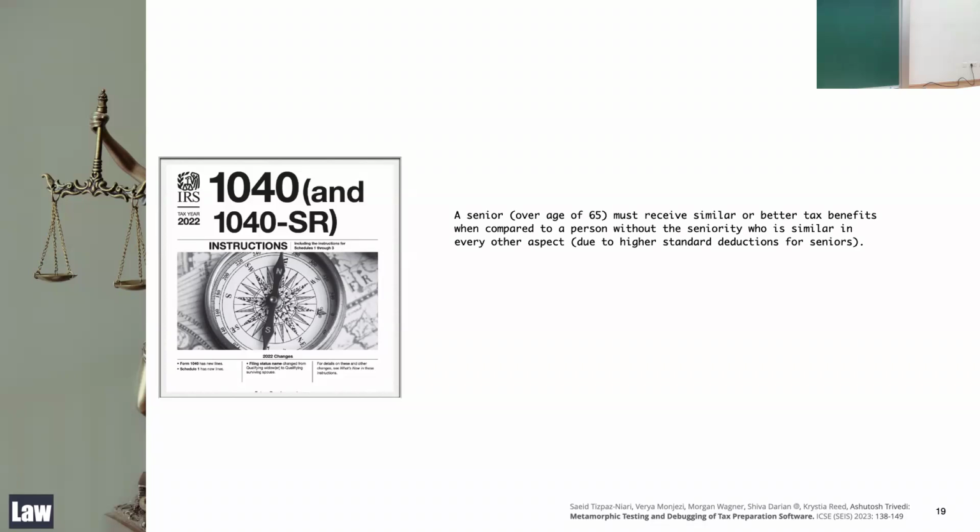Bunch of those really, right? So it says things like if you are a senior or you have a blind spouse, you are supposed to get certain credits, and then you could come up with what we call a metamorphic specification or hyper specification, right?